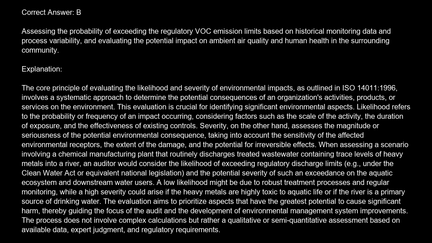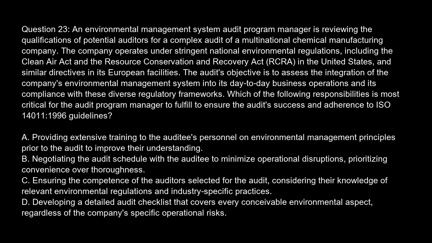A low likelihood might be due to robust treatment processes and regular monitoring, while a high severity could arise if the heavy metals are highly toxic to aquatic life, or if the river is a primary source of drinking water. The evaluation aims to prioritize aspects that have the greatest potential to cause significant harm, thereby guiding the focus of the audit and the development of environmental management system improvements. The process does not involve complex calculations, but rather a qualitative or semi-quantitative assessment based on available data, expert judgment, and regulatory requirements.